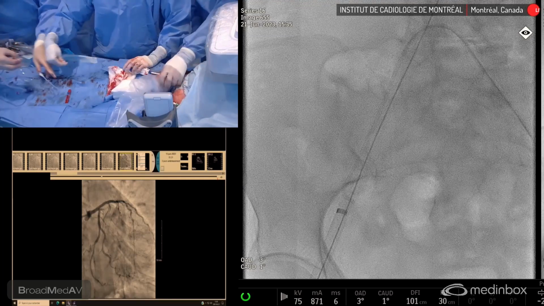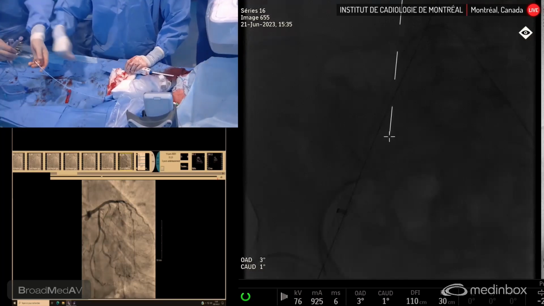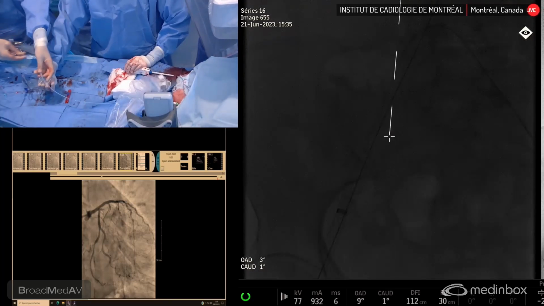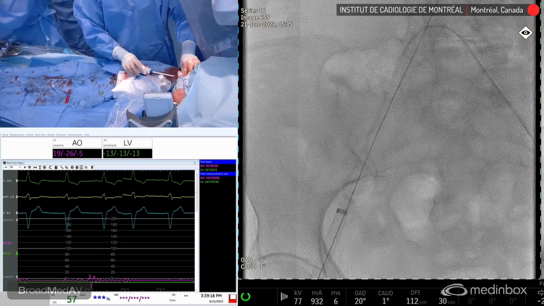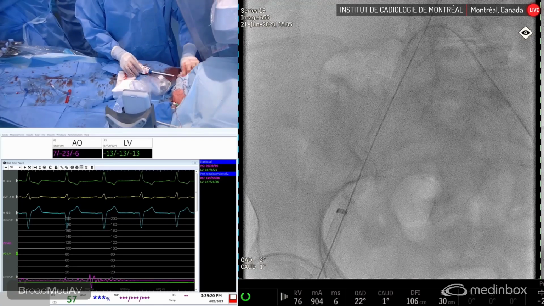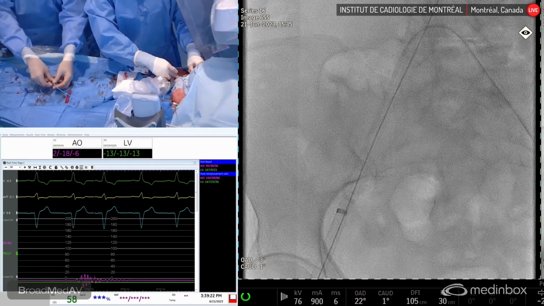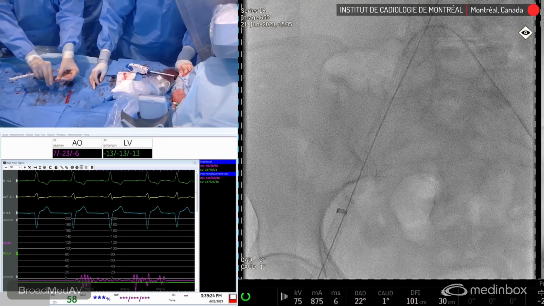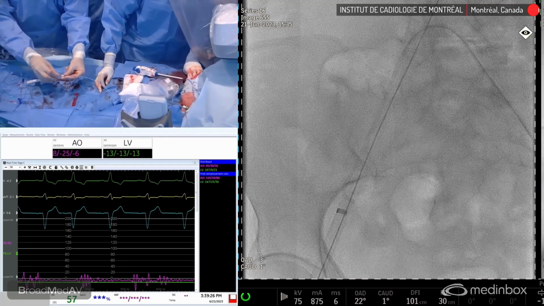I'm going to take out the wire of the MANTA device. Okay. It's done again. A little bit of oozing in the track. Looks venous. Doesn't look arterial.